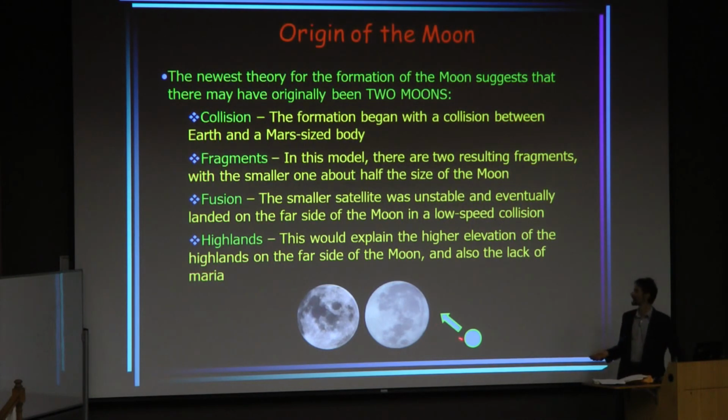So the secondary moon landing on our moon actually explains both those phenomena, because it kind of creates a thicker crust on the far side of the moon, which the Maria, the molten material, is not able to punch through. And instead we have higher highlands on the far side of the moon.